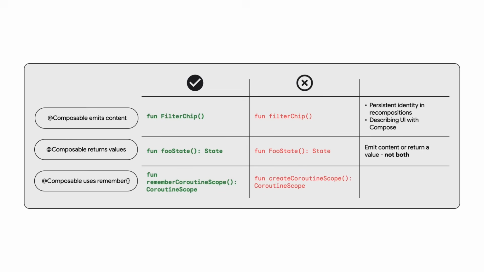Any composable function that internally uses remember and returns a mutable object should be prefixed with remember to clearly signal its nature and potential of persisting through recompositions.